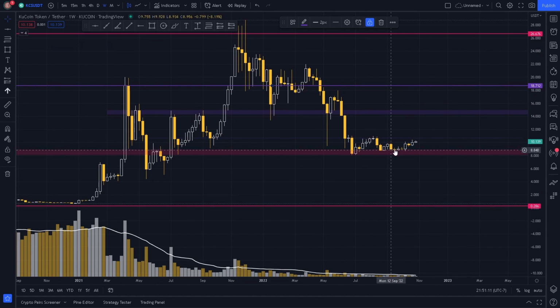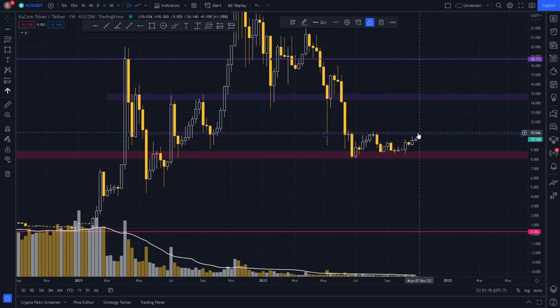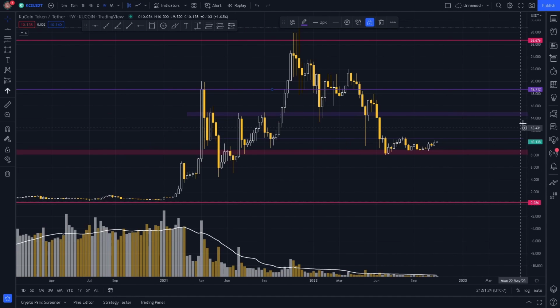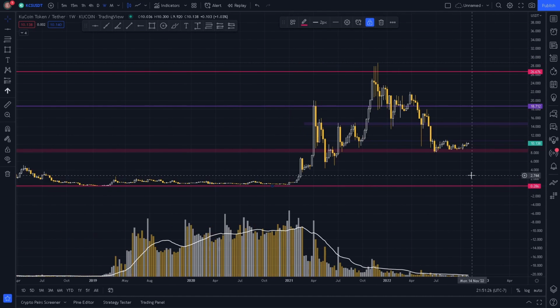So, as price continues to climb up, we're going to expect and plan for reactions from all of these levels as it climbs up, if it climbs up. So those are all of our key levels plotted on the chart.